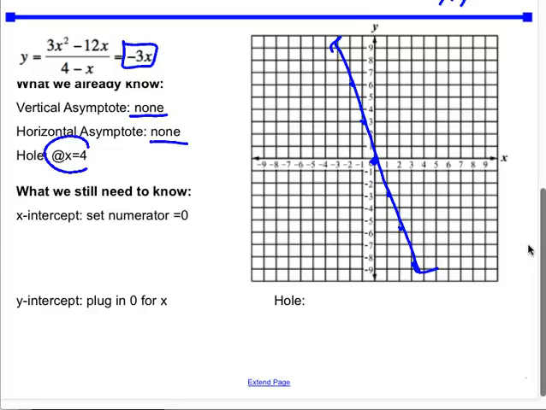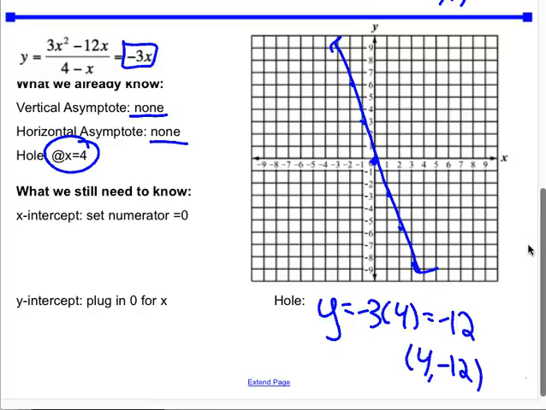Well, what about this hole? Well, unfortunately, if I plug that 4 in, my hole is actually off my graph. My hole would be somewhere down here. So this time I don't even get to represent the hole because it is off of my graph. But for this one, I'm going to simplify down to just a straight line.